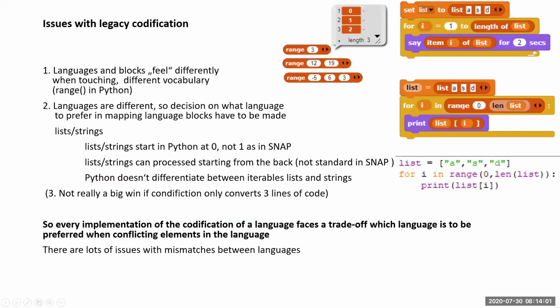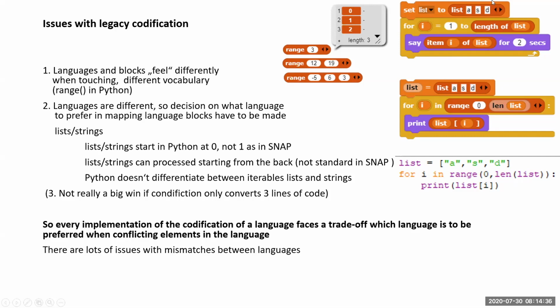So what are the issues? No? So when I looked into this, I thought, yeah, that's nice, but what are the problems with this? So the first is that the languages and the blocks feel very different when you touch them, because there's a different vocabulary. The vocabulary is different in the languages. So here on the right, you can see on top, this is the native Python blocks, Snap blocks. So you have a list, and then you go from one to the length of the list, you say the item of the list.